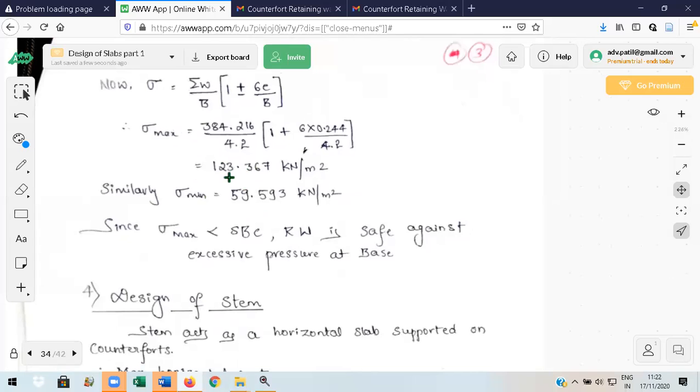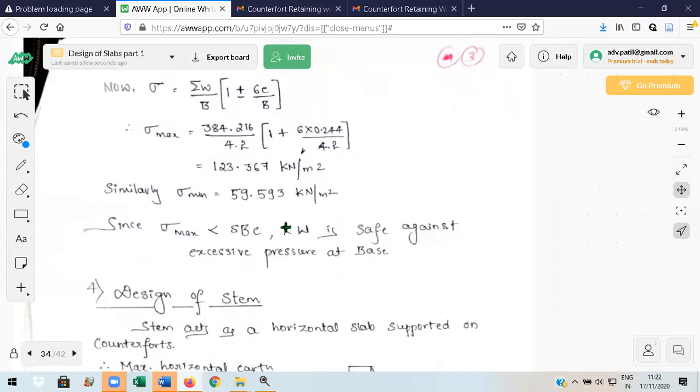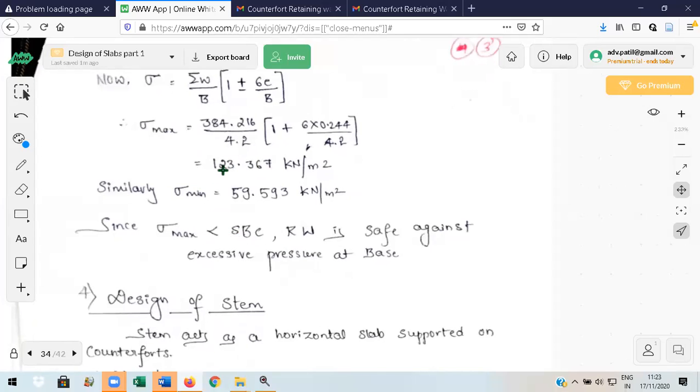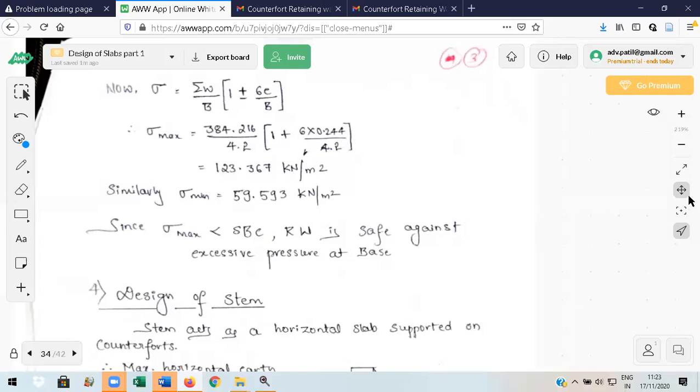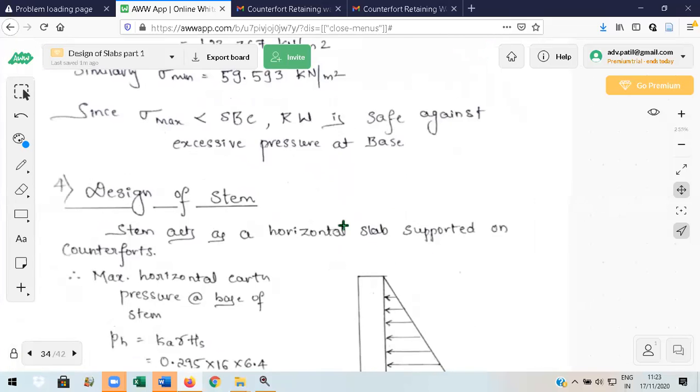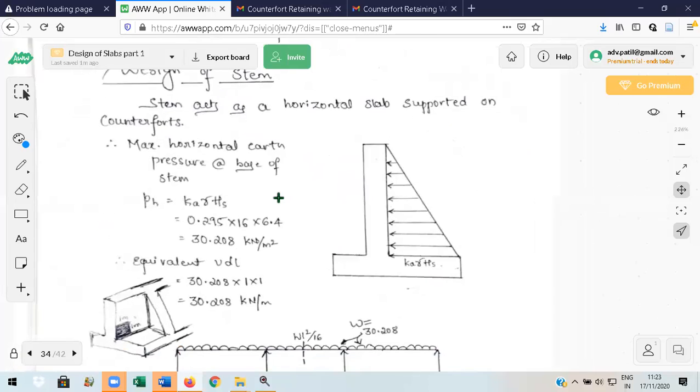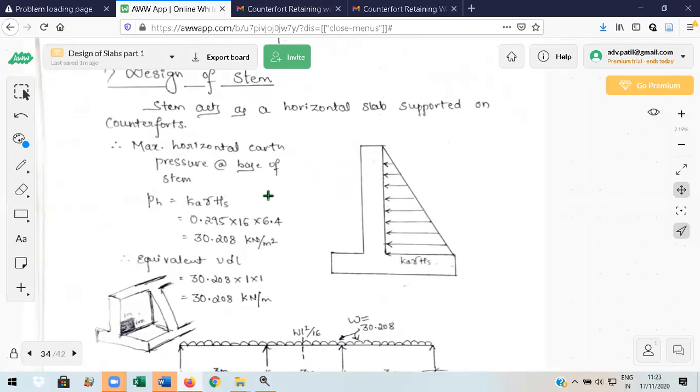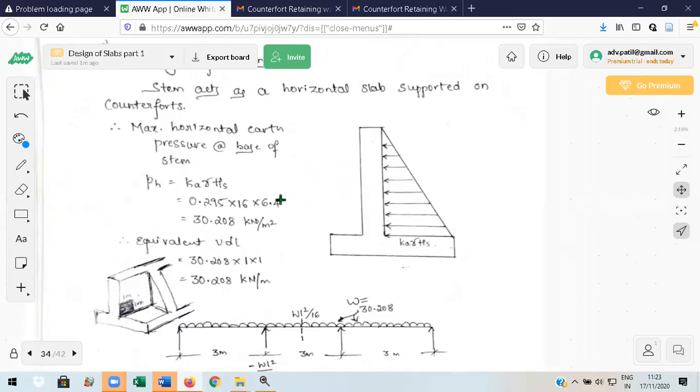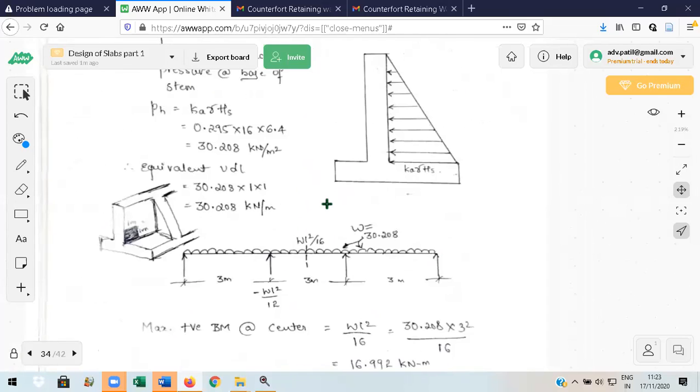This value is less than SBC. Otherwise, you have to redesign, which means you have to revise the dimensions. Now there is no problem because sigma max is less than SBC. Whatever pressure occurs at one of the extreme ends is less than SBC. So SBC takes care of this. Sigma max is 123, SBC is more, so there is no problem. So this is how the stability check is done. Only after the stability check is satisfied, you go for the design of the stem. It's very simple actually.